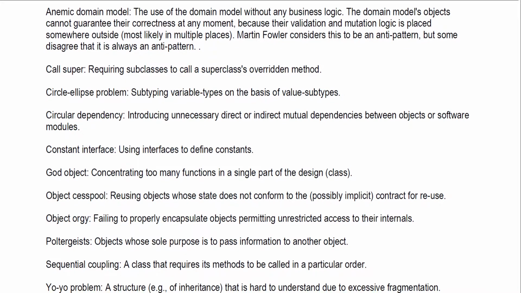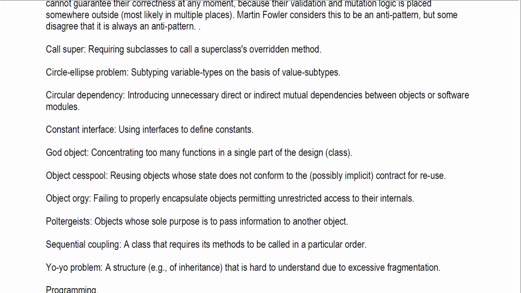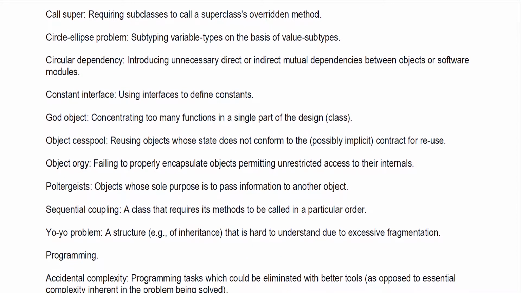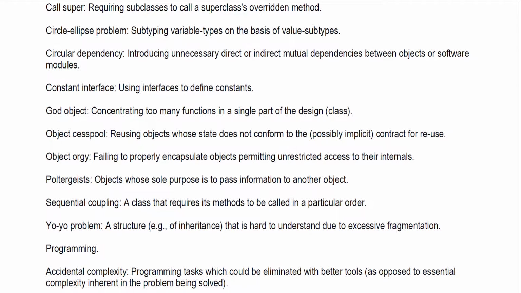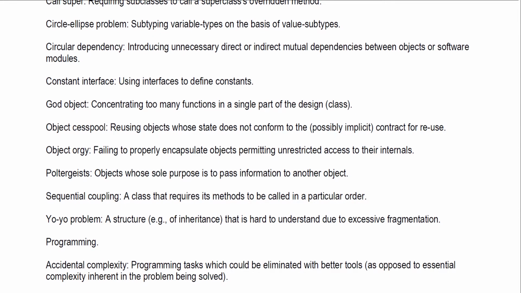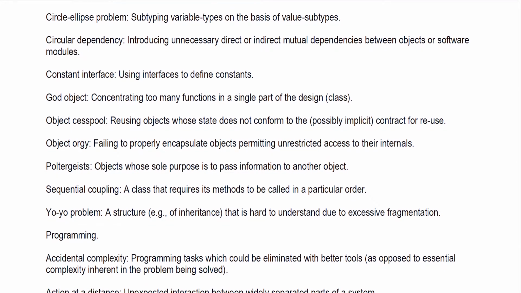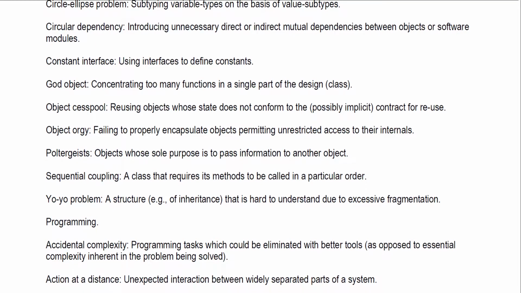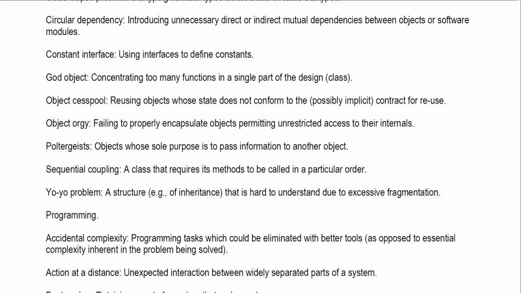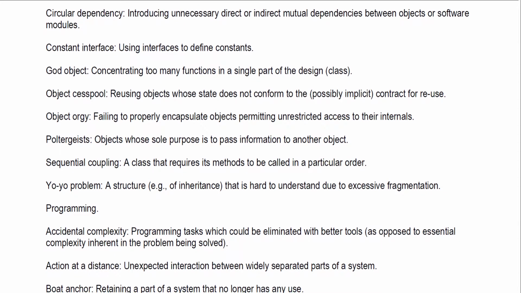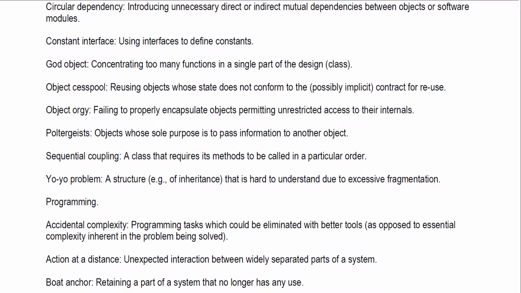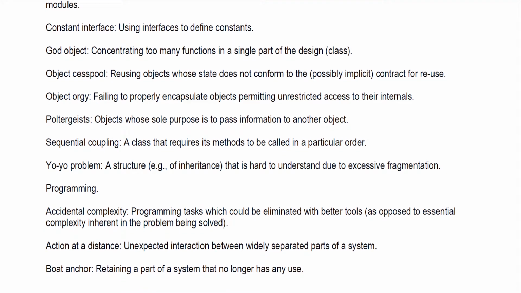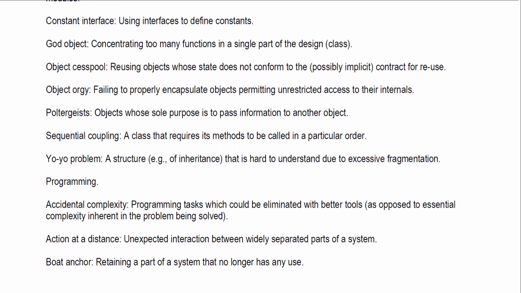Circle ellipse problem, subtyping variable types on the basis of value subtypes. Circular dependency, introducing unnecessary direct or indirect mutual dependencies between objects or software modules. Constant interface, using interfaces to define constants. God object, concentrating too many functions in a single part of the design, class. Object cesspool, reusing objects whose state does not conform to the, possibly implicit, contract for reuse.